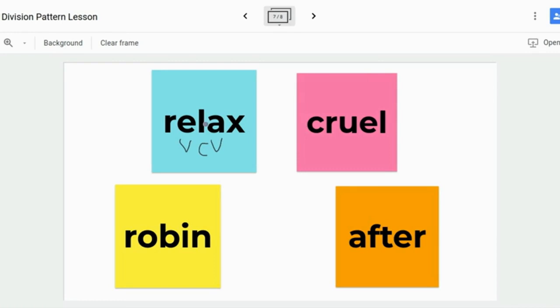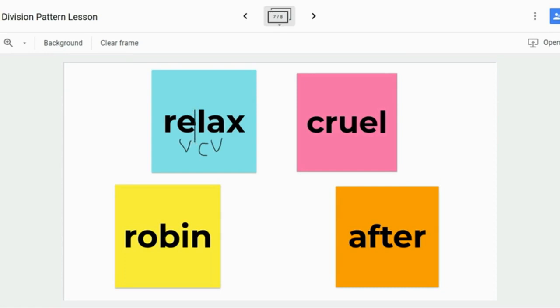I'll try it the other way just to see. So if I divide after the consonant, this time it's a closed syllable in the first syllable, and it would be a short sound. So it would be rel-ax, relax. I don't know that word. The first one, relax, sounded better. So I would divide in between or before that consonant.